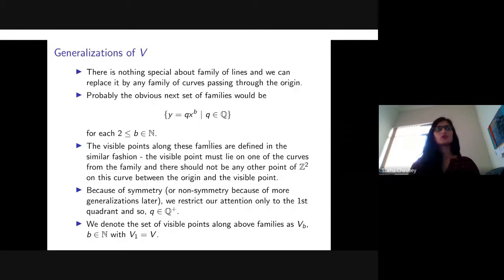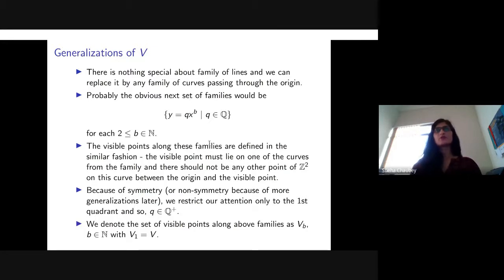So what do we say? We say that the visible points must lie on one of the curves from this family, and there should not be any other point of the integer lattice on this curve between the origin and the visible point. Okay. So basically it's the same definition, except that instead of straight lines, we have this family of curves, right? So q is not fixed. As q varies, you have all these curves, and now a point will be visible if there is no other point of Z2 which lies on any of these curves between the origin and the point.